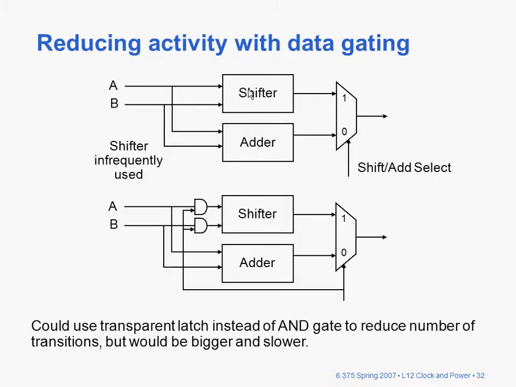Here's another example of reducing power with data gating. So the shifter isn't on all the time, it's on a small portion of the time, and it's selected by this multiplexer here. So basically this multiplexer just drives an AND gate here, which when it's active it'll operate, when it's inactive the shifter won't operate.